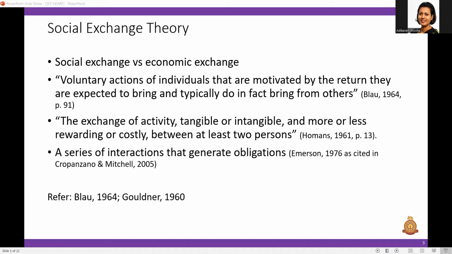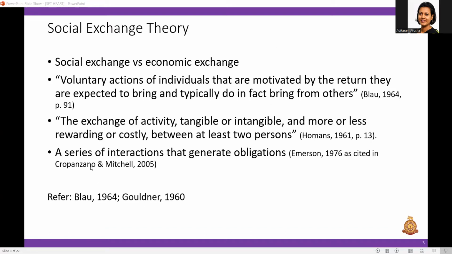Homans' definition is the exchange of activity, tangible or intangible, right? Intangible can be things like support, lending your ear to hear some people out, or love, and more or less rewarding or costly between at least two persons. Here they are using the words rewards and cost, because when you do something for somebody, even though it's voluntary, it is a cost for you, right? You hope that you get that benefit or reward back from them, so that you equalize the cost and the benefit. Over time, whatever you have put into that relationship, I don't mean money but the effort, in that social exchange the benefit will equalize, so that it's like zero sum.